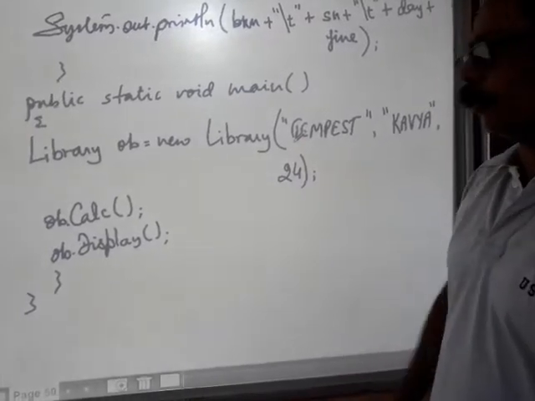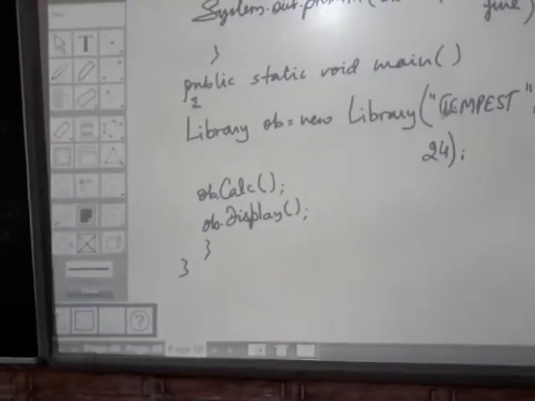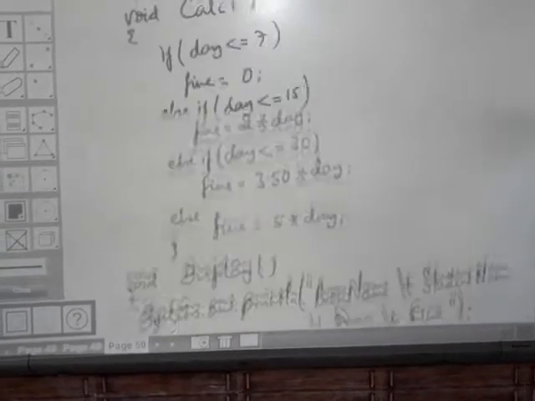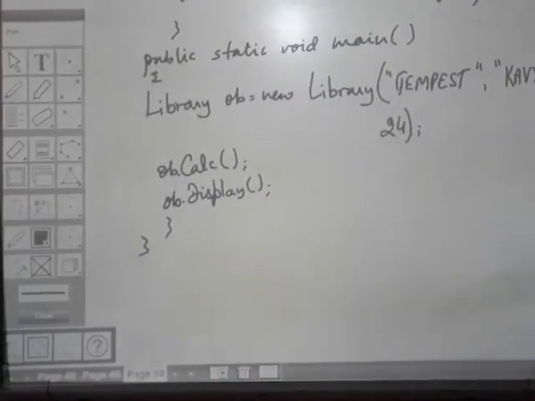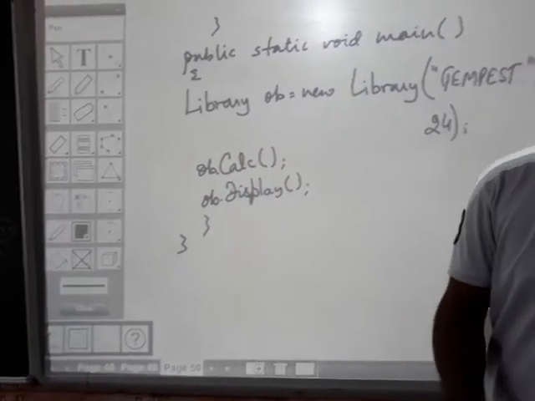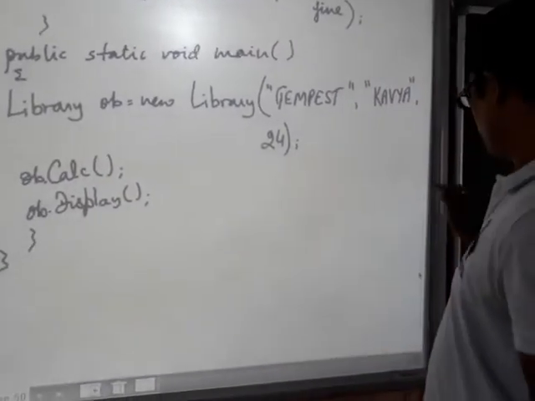And then, soon after that, we don't have an input function. We don't have any other function here. So all that we have is the calc function and the display function. So we write over here ob.calc and ob.display. So this is what we have for today with reference to constructors.